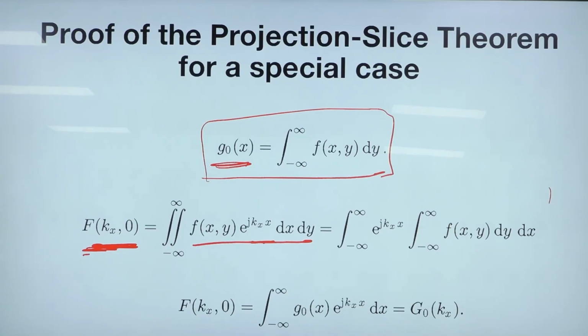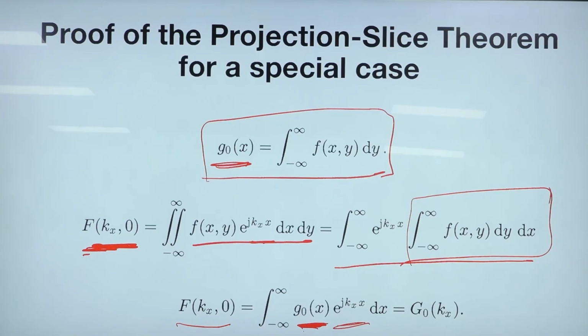If you simplify the Fourier transform, you will end up with g0 of x, which is the projection of the object along the x-axis, times e to the jkx, which is the Fourier transform of the data. In other words, the Fourier transform of the data is equivalent to the Fourier transform of the projection. Okay, so that's the Fourier slice theorem.